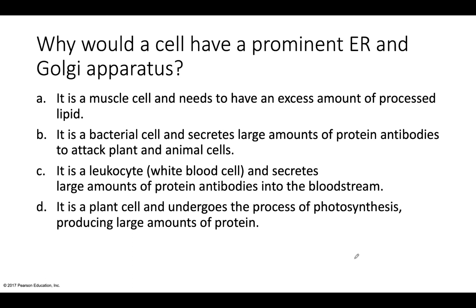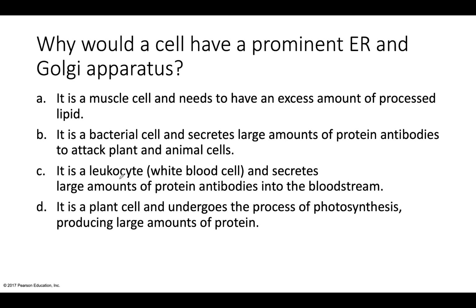Why would a cell have a prominent ER and Golgi apparatus? The answer is C. It is a leukocyte, a white blood cell, and it secretes a large amount of protein antibodies into the bloodstream. In other words, you saw just before, a vesicle can be formed from the ER or Golgi. So the terminal side of the ER, the terminal portion of the Golgi apparatus is going to bud off to form a vesicle. Inside the vesicle, some protein can be transported to outside the cell, or maybe some other organelle inside the cell.